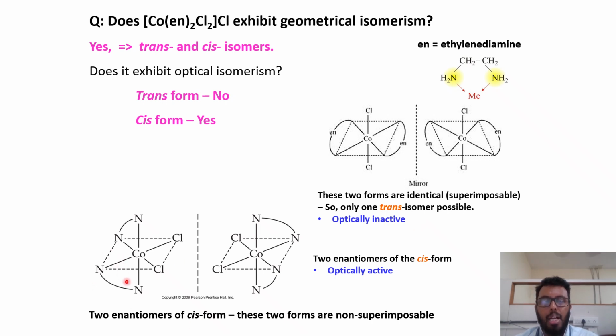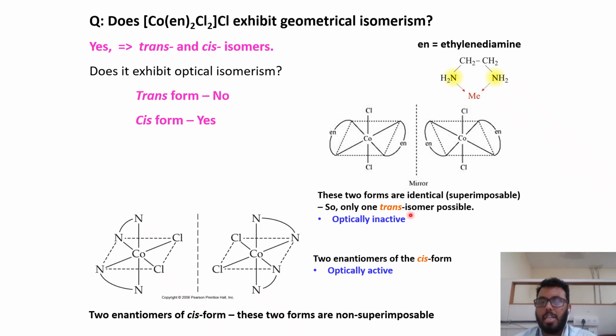Now let's take the cis form. Here the en groups are present adjacent to each other. In this case, when you put a mirror, you will get the opposite one. If you move this molecule from the left and put it on the right, here you have the en groups on the left, here you have the en groups on the right. So it is non-superimposable. So the two enantiomers of the cis form are optically active. Just remember, for this complex [Co(en)2Cl2]Cl, the cis forms are optically active. Why? Because they are non-superimposable.